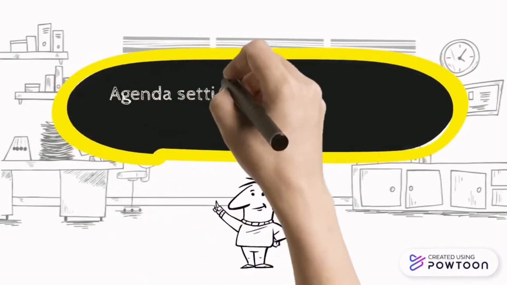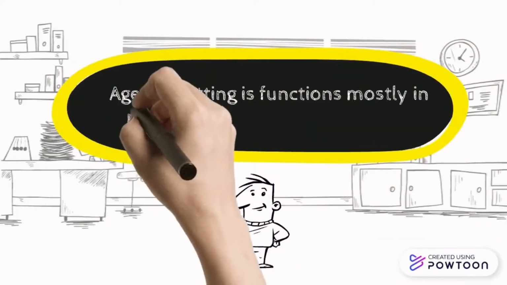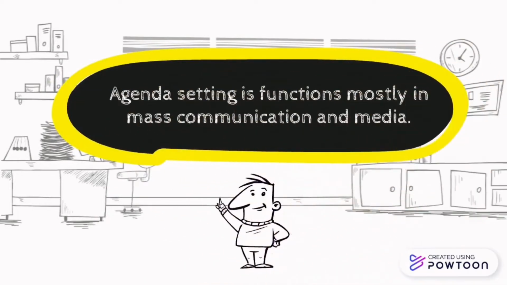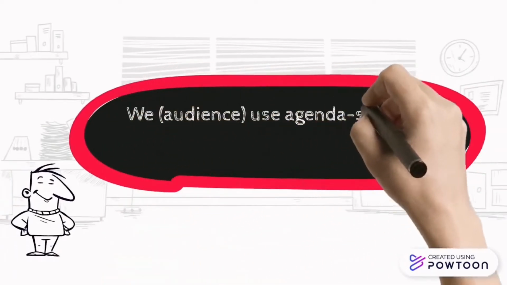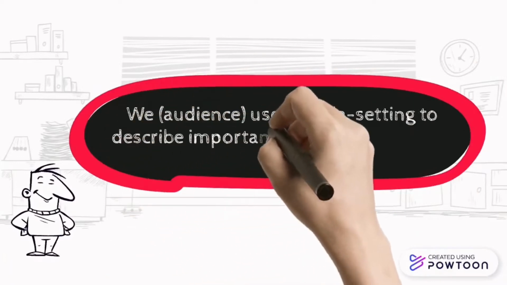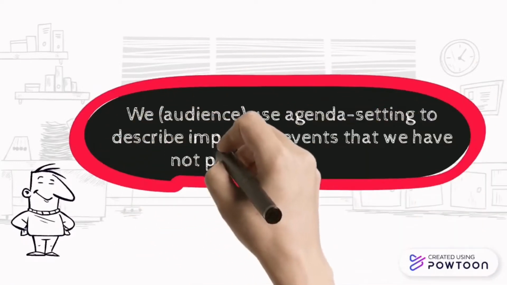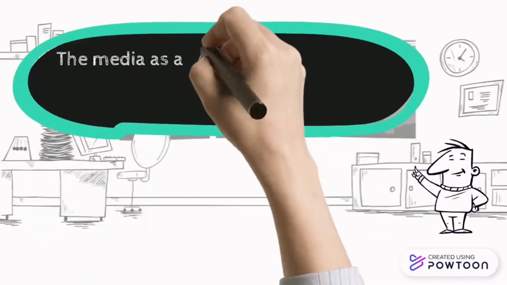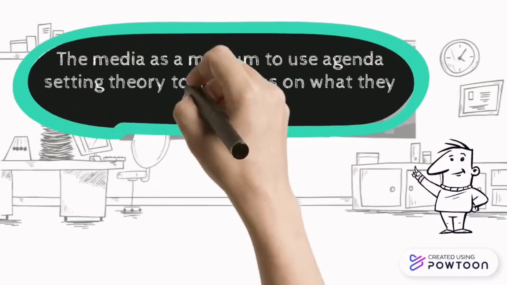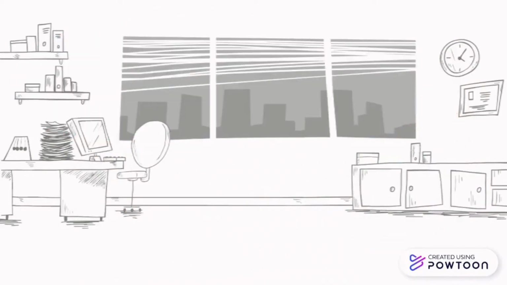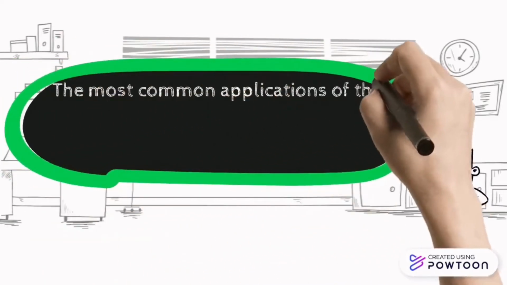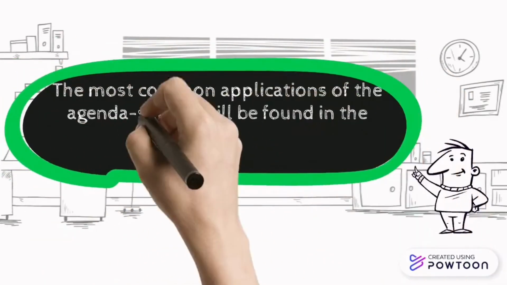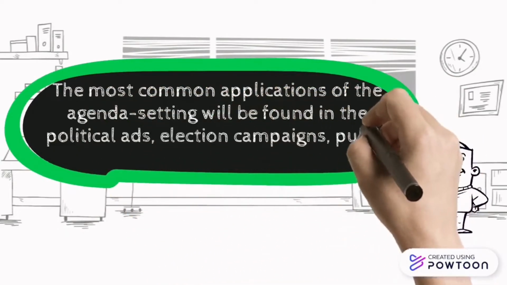Basically, agenda setting theory functions mostly in mass communication and the media. We, as the audience, use agenda setting theory to learn about important events that we have not personally witnessed. Next, the media use agenda setting theory to inform us on what they think is important to our society. The common applications of the agenda setting theory can be found in political ads, election campaigns, public relations, and many more.